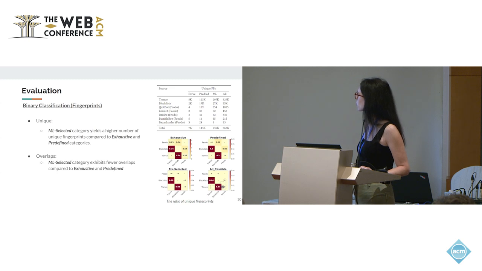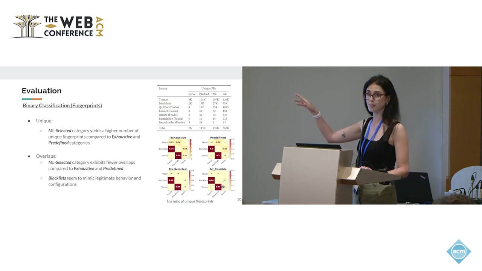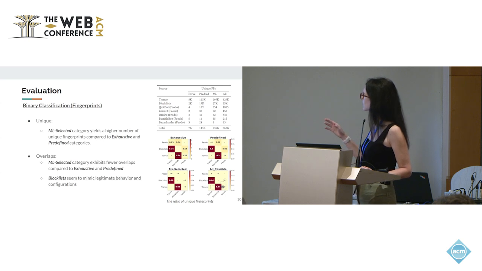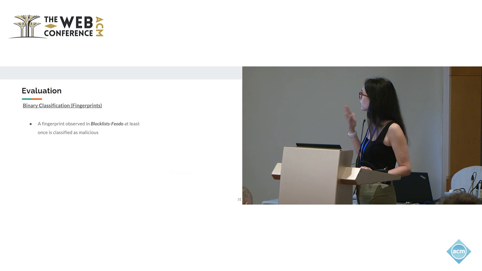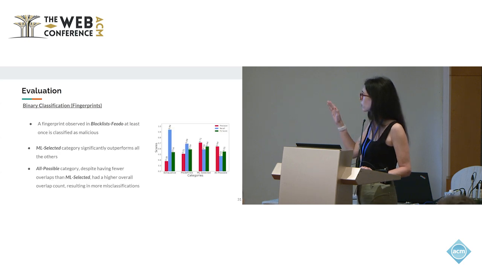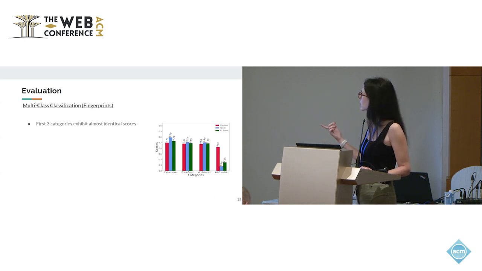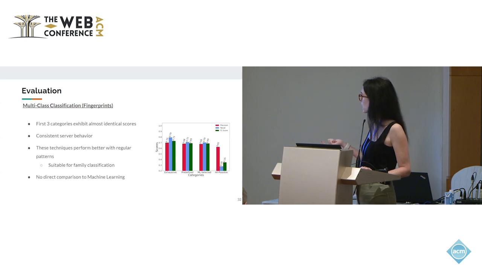And here in the table on top, we can see the unique fingerprints. We can see that the ML selected category gives a higher number of unique fingerprints when compared to the exhaustive and predefined categories. And in the figure below, we can see the overlaps, and the ML selected category gives fewer overlaps when compared to the other categories. Going on to the evaluation, for the binary classification, the ML-selected category performs the best, while for the multi-class classification, the three fingerprints, exhaustive, predefined, and ML-selected, perform more or less the same.